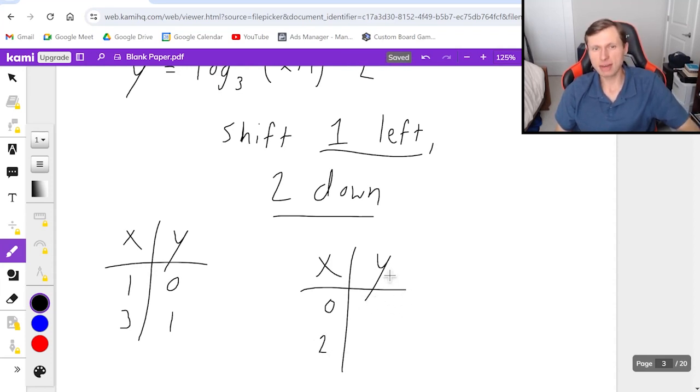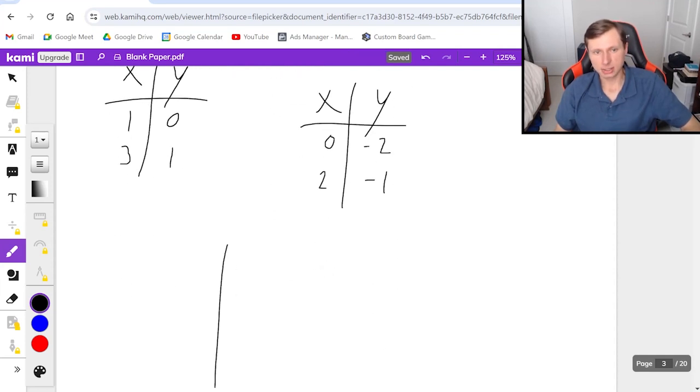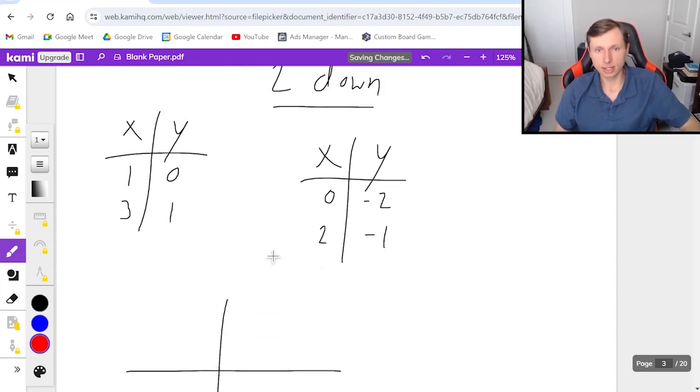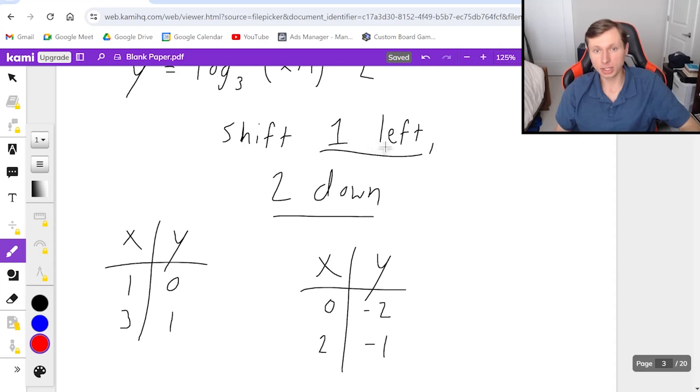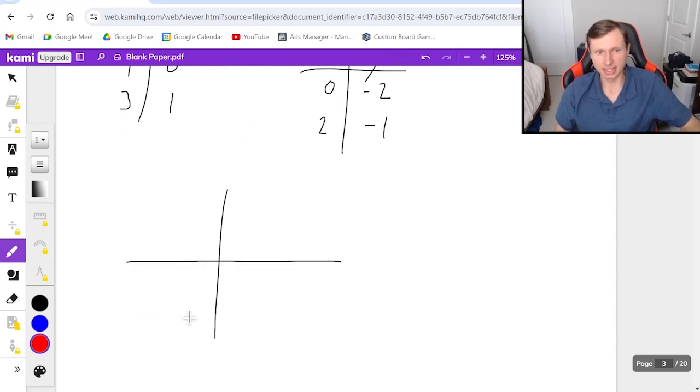And then for the y values, 2 down, it's negative 2 and negative 1. And hopefully that makes sense to you. So now I can graph this. First, that asymptote is going to be shifted 1 to the left. I can't shift an asymptote up or down, at least a vertical one I can't. So what I'm saying is the vertical asymptote is now at negative 1.